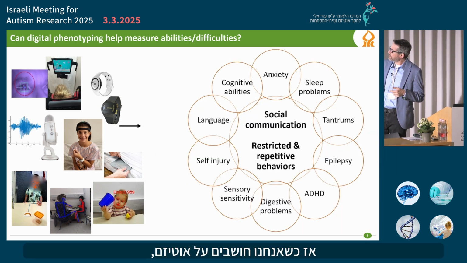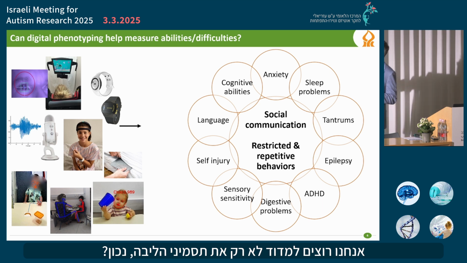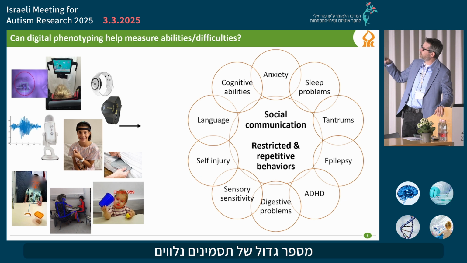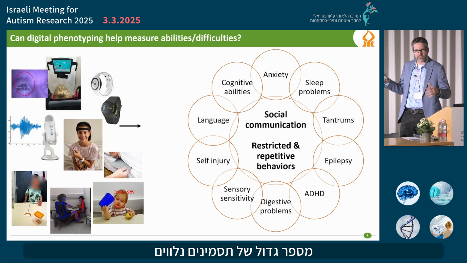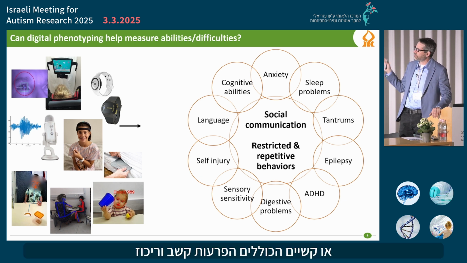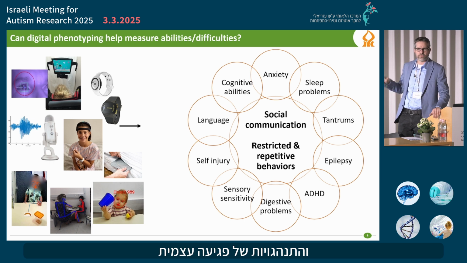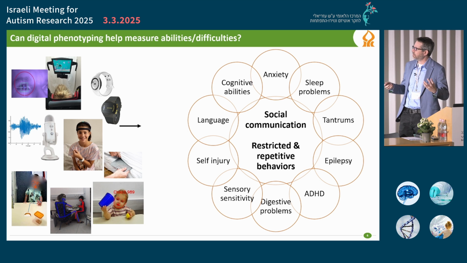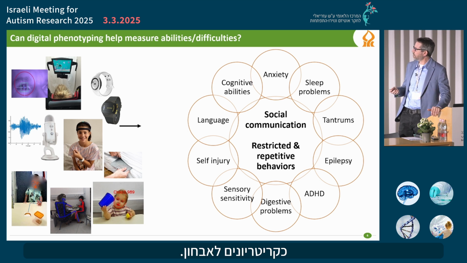So when we think about autism, we want to measure not only the core symptoms, right? We've been talking a lot about that, but also a large number of co-occurring symptoms or difficulties that include ADHD and self-injurious behaviors and language abilities and a lot of things that are not in the core DSM diagnostic criteria.